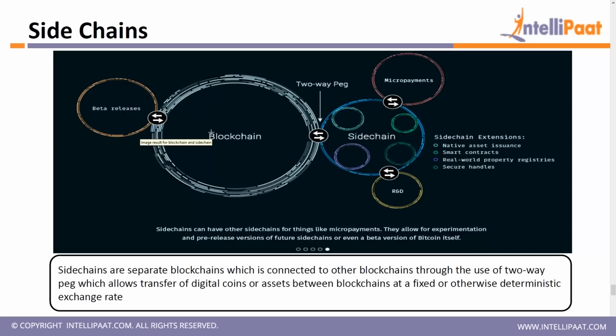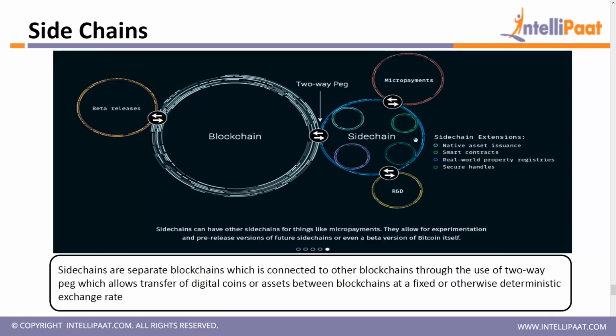Beta releases can be used to test the release before making it part of the main release of the blockchain. Similarly, there could exist sidechains of sidechains even, and these can serve different purposes. Even this can be used as microservices like micropayments. This can be used for R&D purposes, research purposes, and serving various other needs that an organization needs.